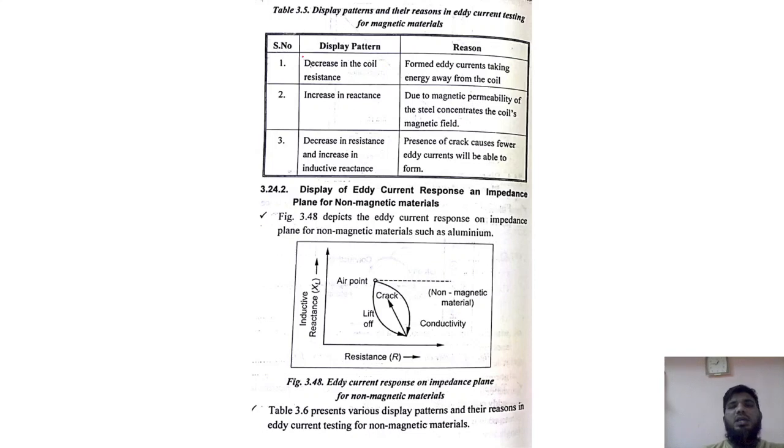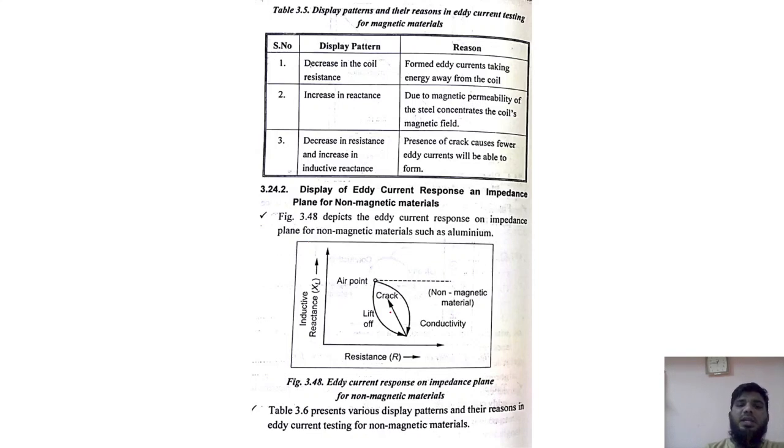Okay, so see here, a decrease in coil resistance from eddy current testing takes energy away from the coil. There is an increase in reactance due to the magnetic permeability of the steel, which concentrates the coil's magnetic field. Okay, next, display of eddy current response on the impedance plane for non-magnetic materials.